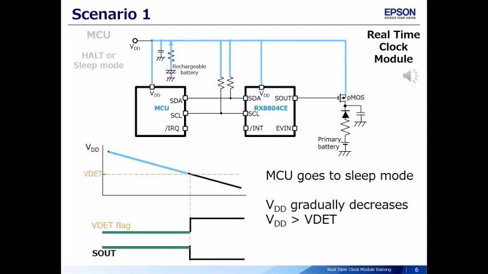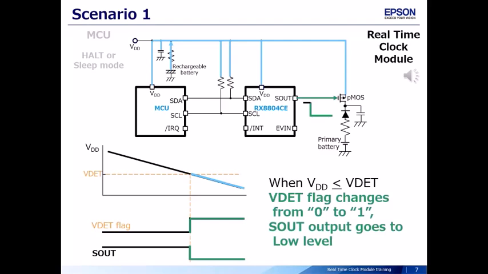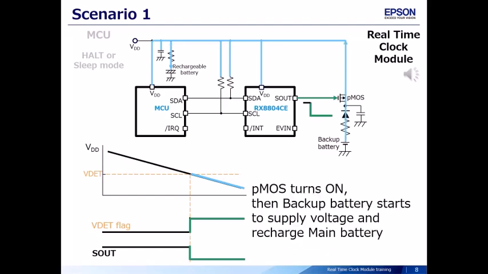After setting, MCU goes to sleep mode. VDD gradually decreases. This chart condition is VDD greater than VDET. When VDD less than or equal to VDET, VDET flag changes from 0 to 1. SOUT output goes to low level. PMOS turns on. Then backup battery starts to supply voltage and recharge main battery.